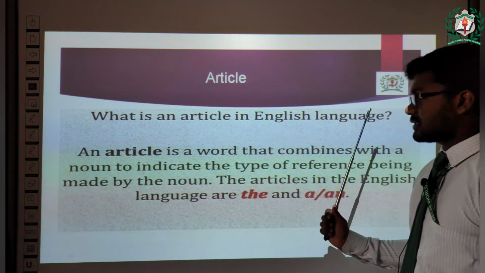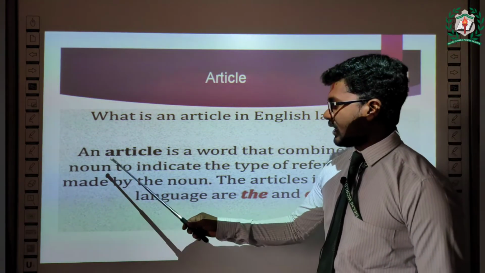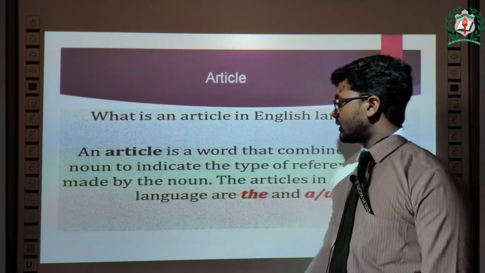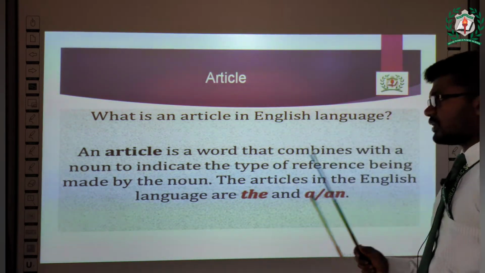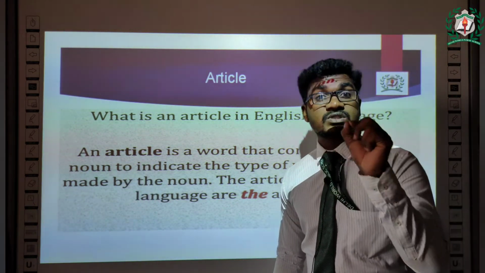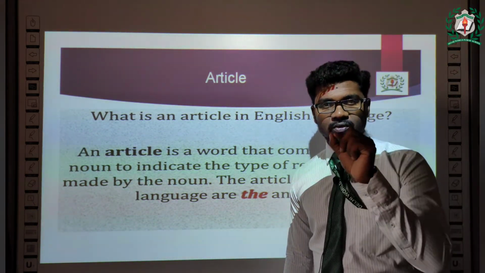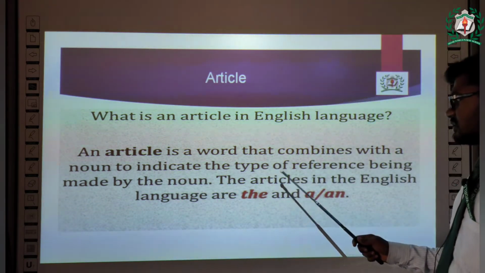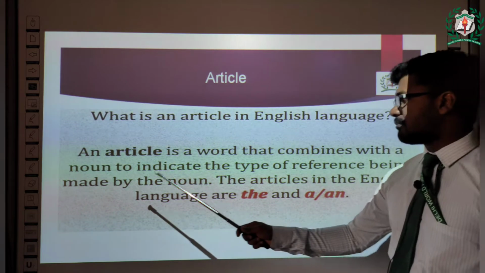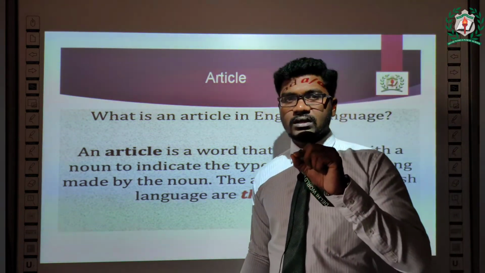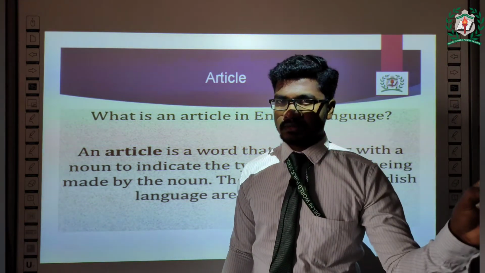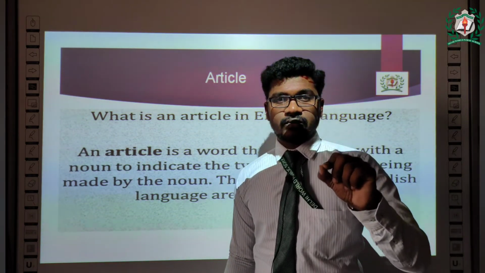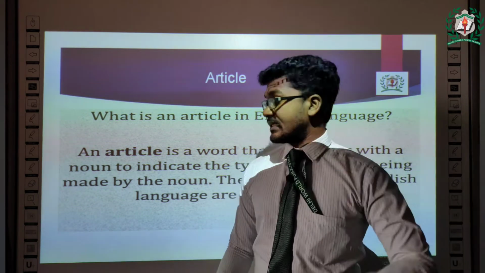What is an article in the English language? An article is a word that combines with a noun, which comes with the noun. The article always goes with the noun to indicate the type of reference being made by the noun, what the noun is telling about. So it combines the noun with the reference of what it is telling.